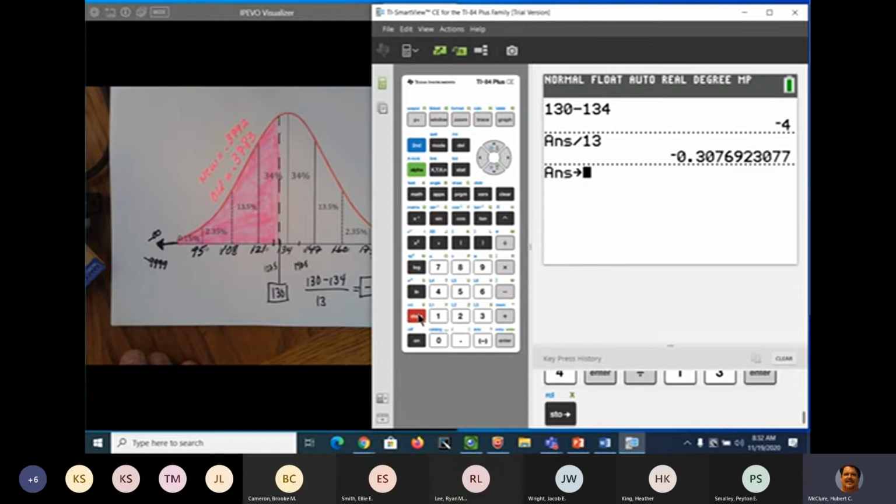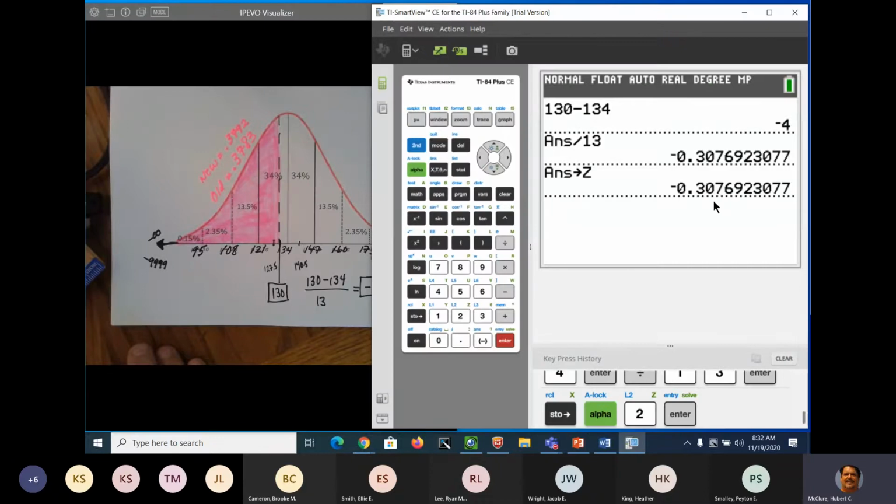And I'm going to call it, since it's a z-score, we got a z in here. There's a z above the 2. I'm going to say alpha z, which is 2, and I'm going to store it. Previously I changed that to 0.31, which causes a z-score. But I'm going to leave it at that, and let's see how much it changes the answer.